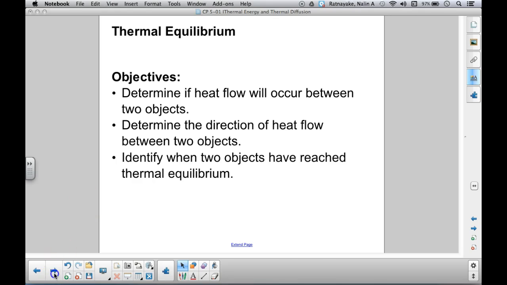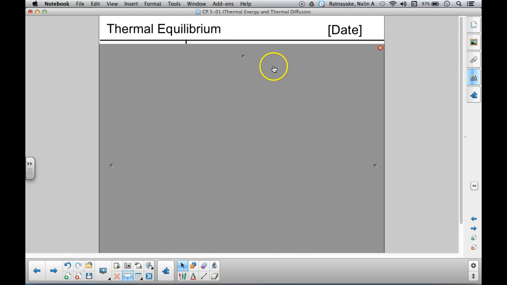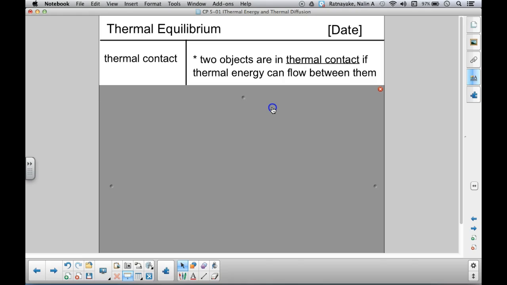So let's start with a little bit of notes on thermal equilibrium. For starters, we need to define a condition called thermal contact. Now, the word contact usually means things are touching. If I'm in contact with somebody, they're sort of communicating or directly touching. So it's kind of the same way, except we're looking at it specifically from the perspective of thermal energy. So two objects are in thermal contact if thermal energy can flow between them.